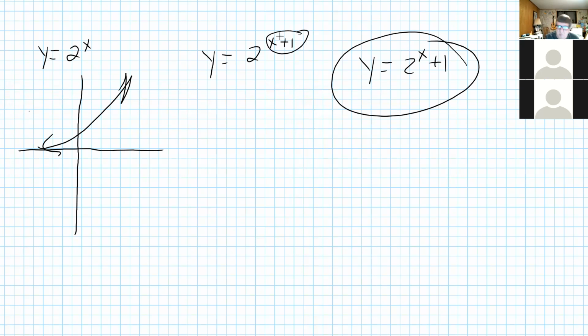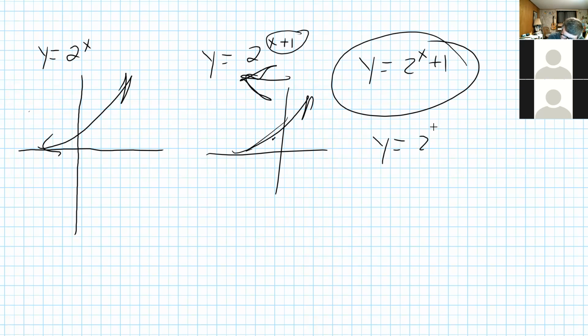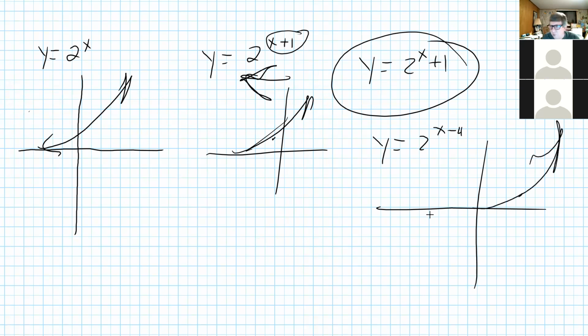This one is part of the exponent, so it's locked up in there with the variable. So that moves the graph to the left 1 unit. Okay? And y equals 2 to the x minus 4 would move the graph to the right 4 units. You follow? Yes. Okay.